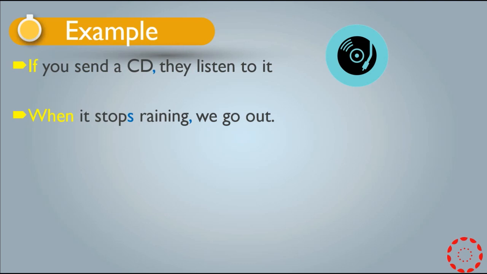When it stops raining, we go out. As you see here, after it, the verb should take s. Why? Because we have it, and it is the third person singular, and as I mentioned in the previous slide, when we have he, she, it, or a name, the verb should take s. When it stops raining, we go out. In order to go out, the rain has to stop. So also I can say, if it stops raining, we go out.